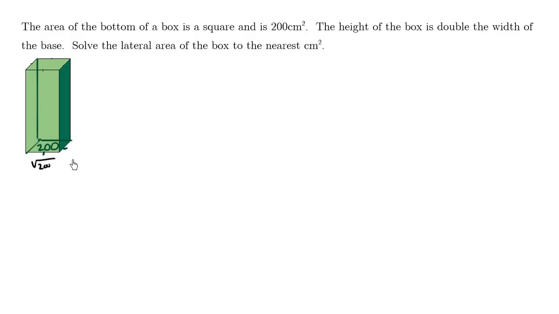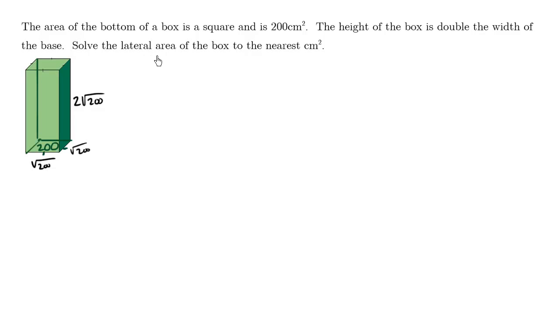And so would this side be. This side would also be square root of 200. Now the height is going to be double the width of the base. So this h, the height here, is going to be 2 times the square root of 200. Solve the lateral area of the box to the nearest centimeter squared.